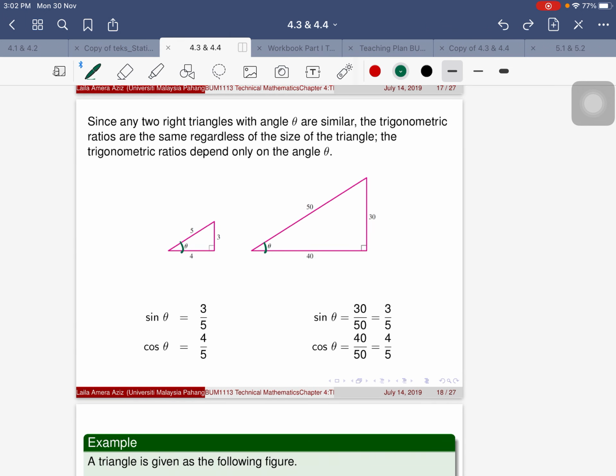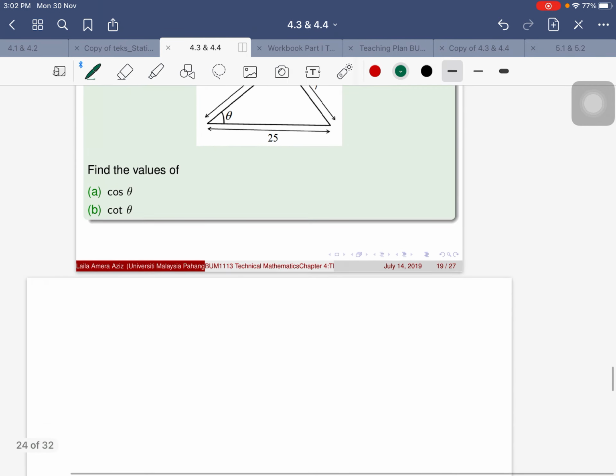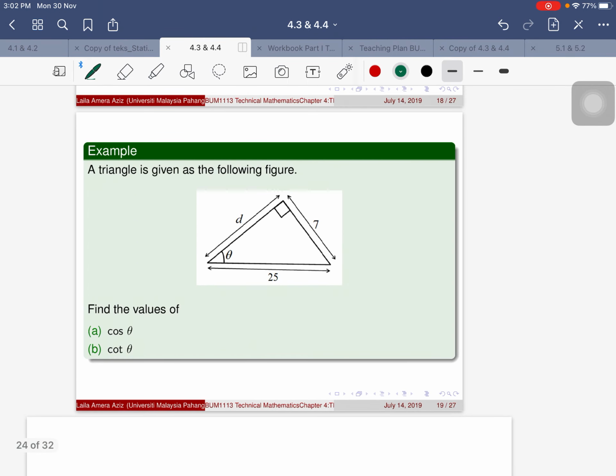For example, over here, the smaller triangle has sine theta equal to 3 over 5, but then again, the bigger triangle, when we simplify, is also going to give you a value of sine theta equal to 3 over 5. So size doesn't matter, as long as the angle is the same, automatically the trigonometric function is also going to be the same. Okay, so here I have a right triangle.